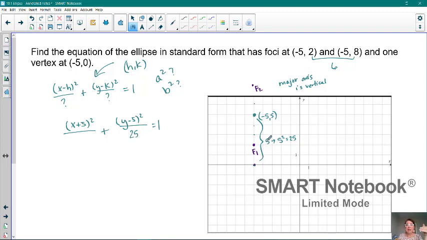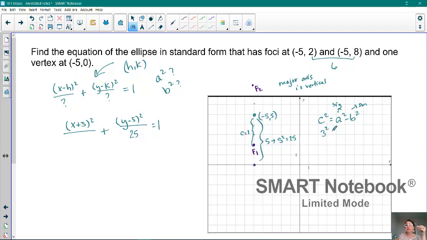So I've got a lot of information about the up and downness, but what about the right and left? Well, I'm going to need some help with that, and it's going to have to come from that c squared equals a squared minus b squared business. Remember, there's the big, there's the small. And what is c? C is the distance from the center to a focus. Well, the distance from the center to a focus is 1, 2, 3 in this particular example. That means c is equal to 3.